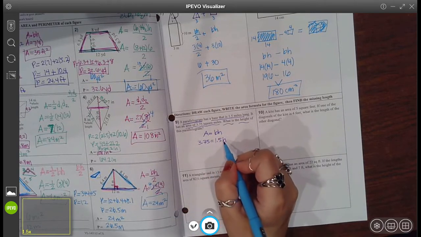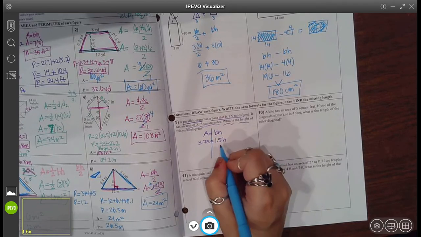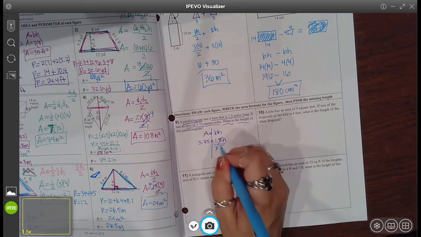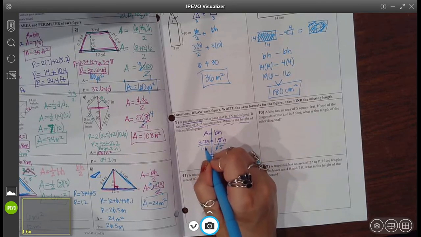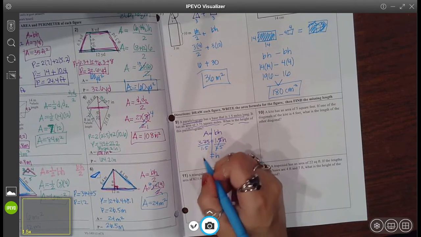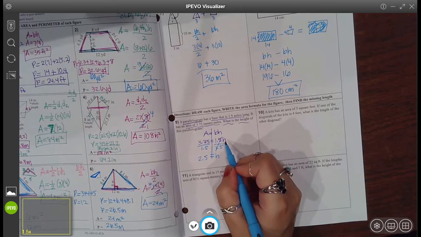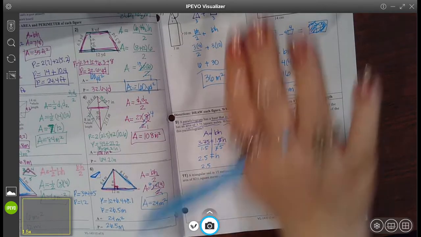Now 1.5 times what is 3.75? Well, the inverse of multiplying is dividing. So 1.5 divided by 1.5 is 1. 1 times h is just h. And whatever you do to one side, you do to the other. So 3.75 divided by 1.5 is 2.5. Now you found out 1.5 times 2.5 gives you that 3.75. So my height is 2.5.